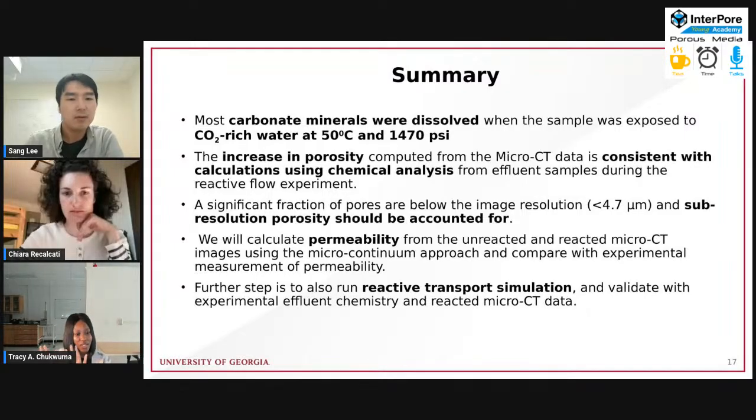Yeah, so we're actually also replicating this process with a more clay-rich sample.